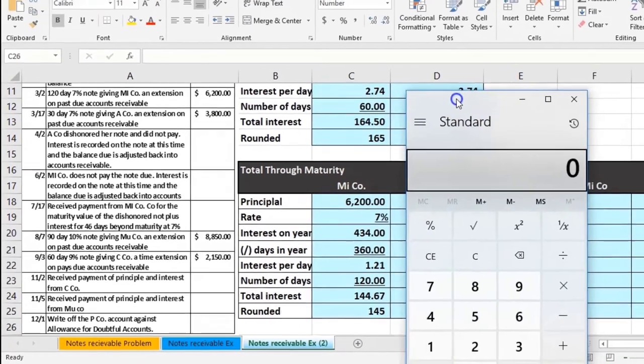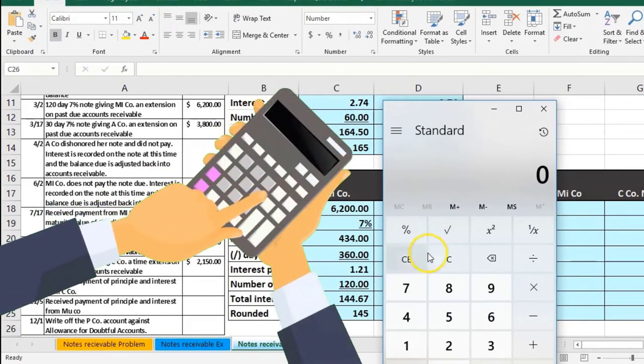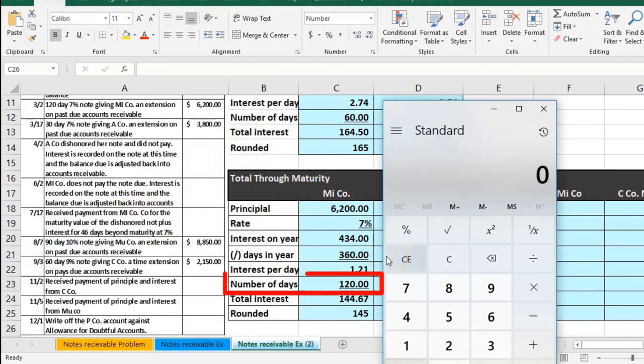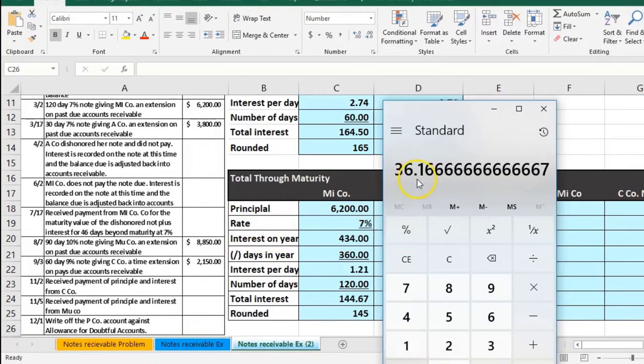Okay, so let's do that same calculation a couple different ways just to practice our interest calculation. We could have done this by months. So notice we have a 120 day note. If we divide that by 30, that's 4 months. So we could say, okay, well, what if we had this 434 for a year divided by 12 months, which means 36.166 per month times 4. That would give us that same number here.